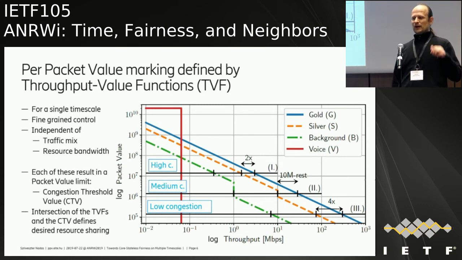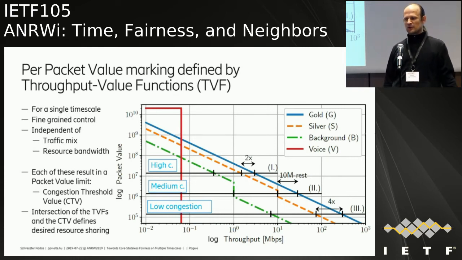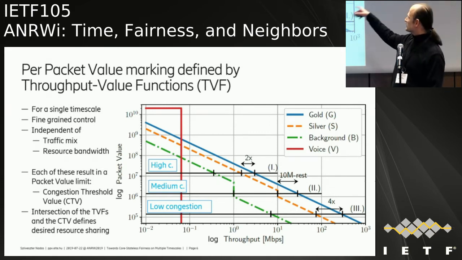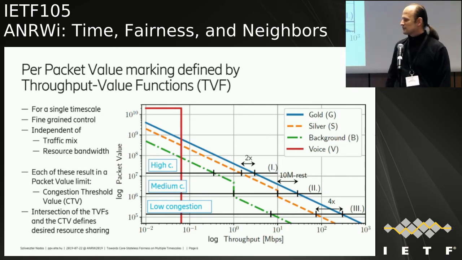If you have a traffic mix and a resource bandwidth, then that will always result in what we call the congestion threshold value. The congestion threshold value is a horizontal line on these throughput value function curves. If you take the intersection of the throughput value functions and the congestion threshold value, then you get the throughput targets at all of the congestion levels. I have 3 examples here: high congestion, medium congestion, low congestion.